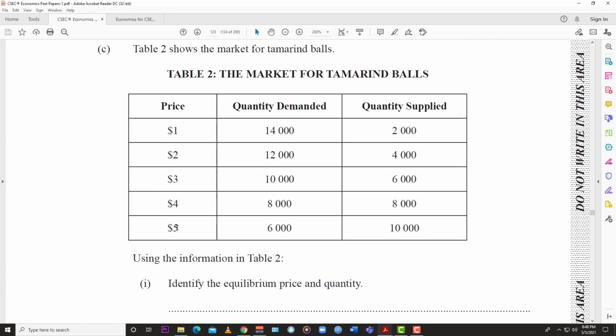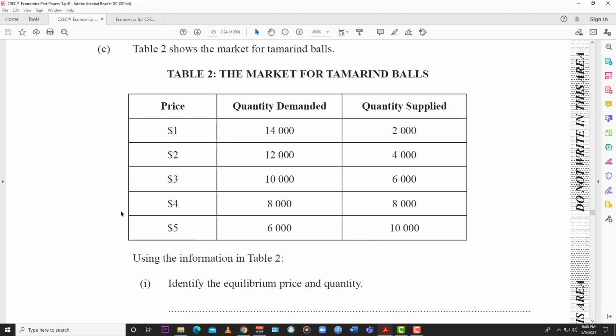At $5, because the price has gone up, demand goes down, because the law of demand states that as the price goes up, the demand for the commodity goes down. And so that happened right here. Price gone up, demand gone down. But quantity supplied now goes up because the price is high. So producers want to maximize their profit, and so at the high price, they will supply 10,000 tamarind balls. So we established that.